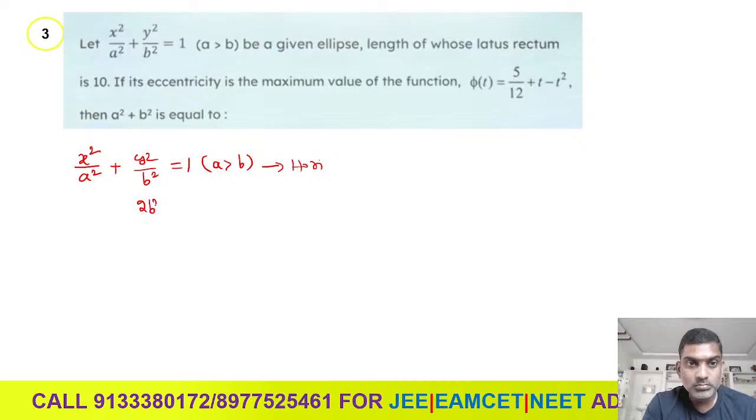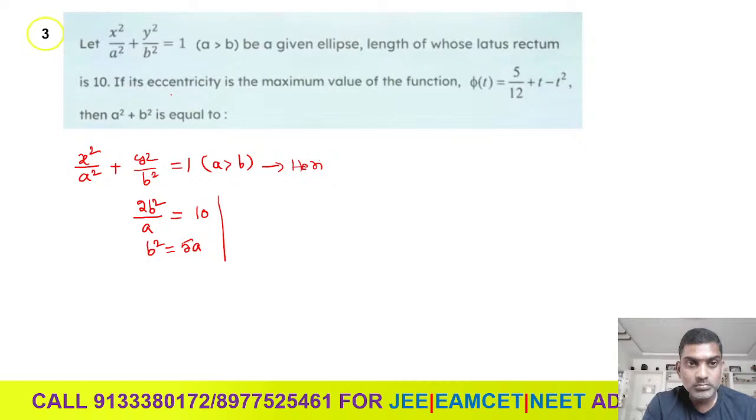What is the formula for the length of the latus rectum for a horizontal ellipse? 2b square over a, that is 10. So here we are getting b square is equal to 5a. We are getting b square is equal to 5a.